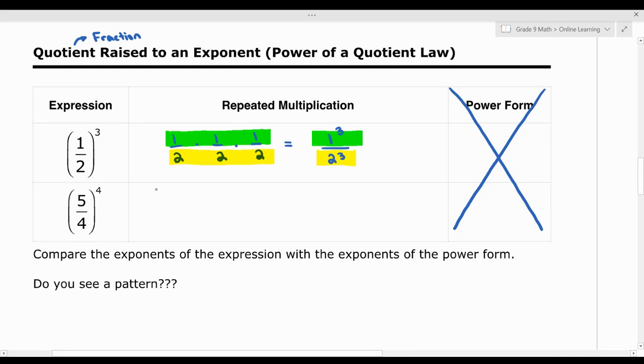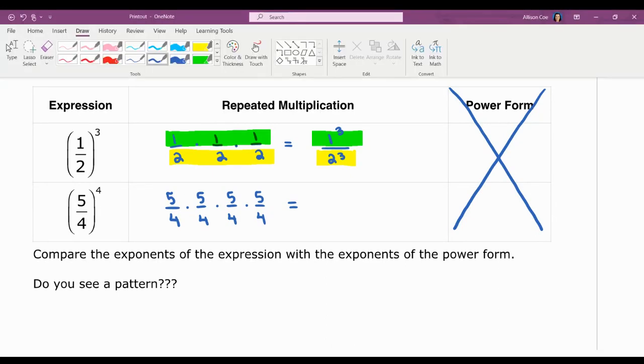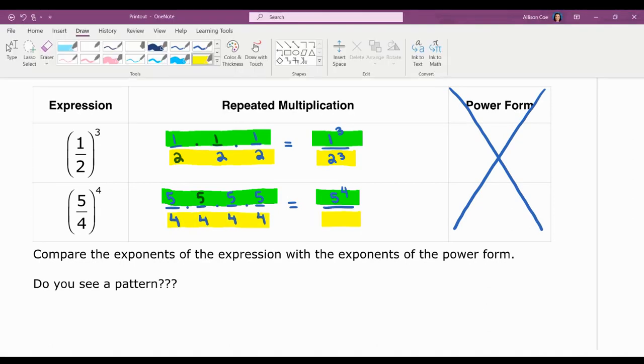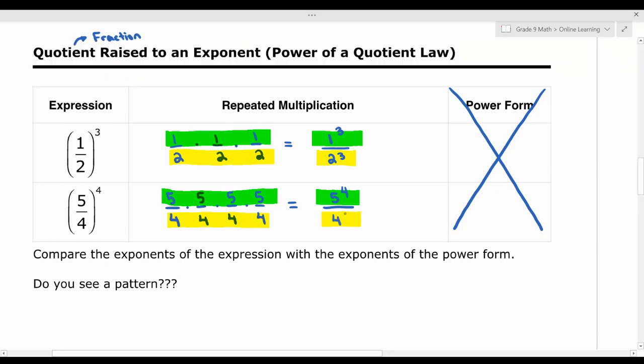Okay, the next one, 5/4. So I have it 4 times. So that's 5/4 times 5/4 times 5/4 times 5/4. Okay, this already is in power form, which is why I'm saying cross that off. That's not what I'm trying to show you. But what I want to point out is here, you could write this as 5 times 5 times 5 times 5. Well, that's the same thing as showing that you have 5 to the power of 4. And then on the bottom, if you have 4 times 4 times 4 times 4, that's the same thing as showing you have 4 to the power of 4.